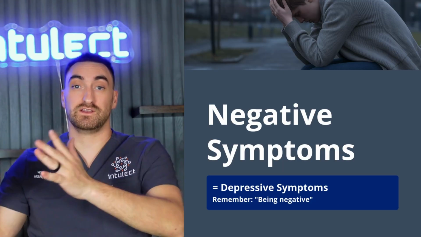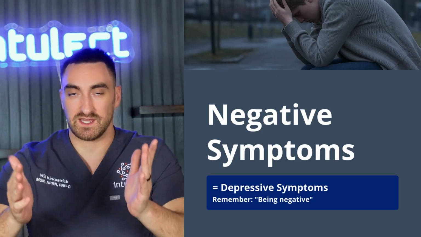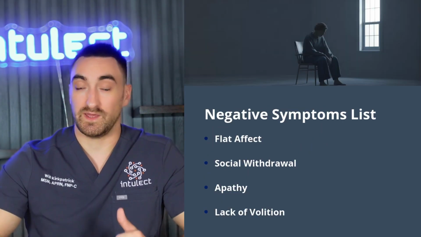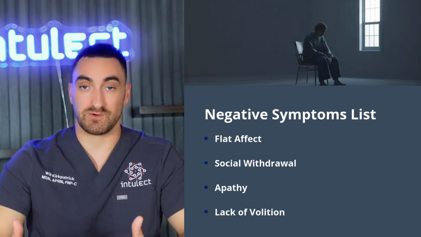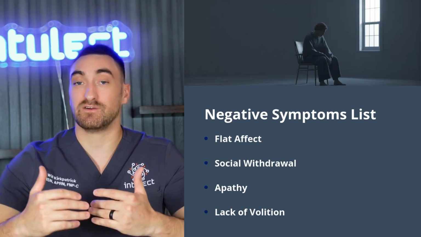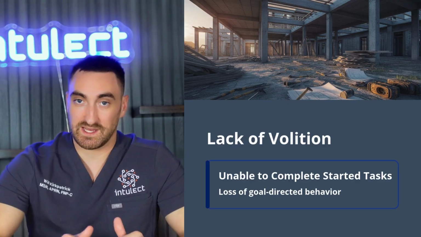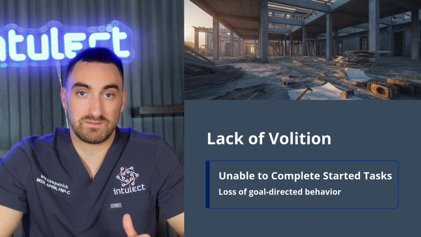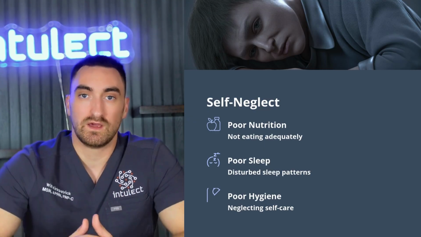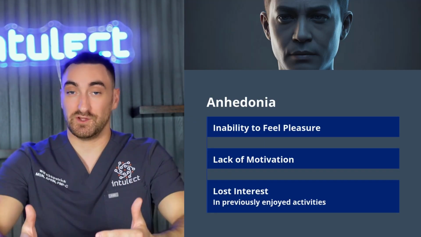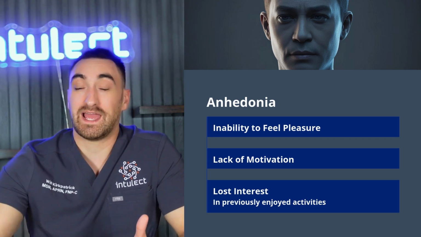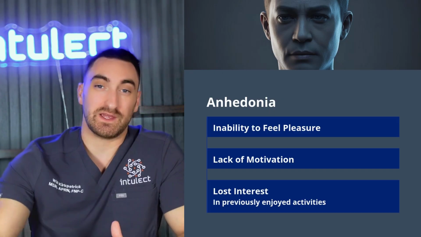And then there are your negative signs and symptoms. So think once again, negative as in being negative. Those are your depressive signs and symptoms. So they might have signs and symptoms of major depressive disorder, such as a flat affect, social withdrawal, apathy, lack of volition, which basically means that they cannot complete a task that they have started. These patients typically self-neglect, so they don't eat, they don't sleep. And then lastly, they might have something such as anhedonia, which is the lack of ability to feel pleasure or have motivation, or they have reduced interest in something that used to be enjoyable to them.